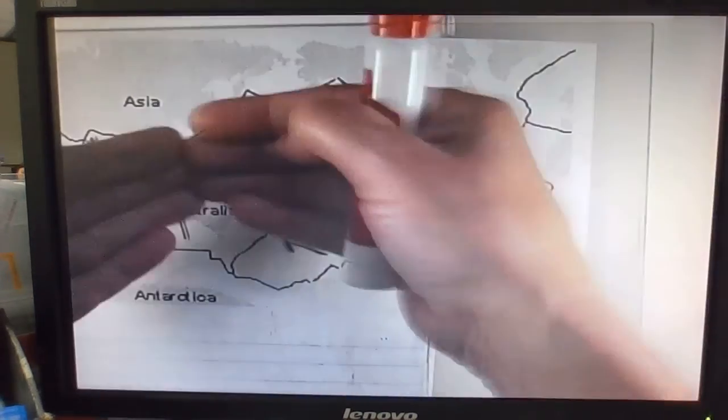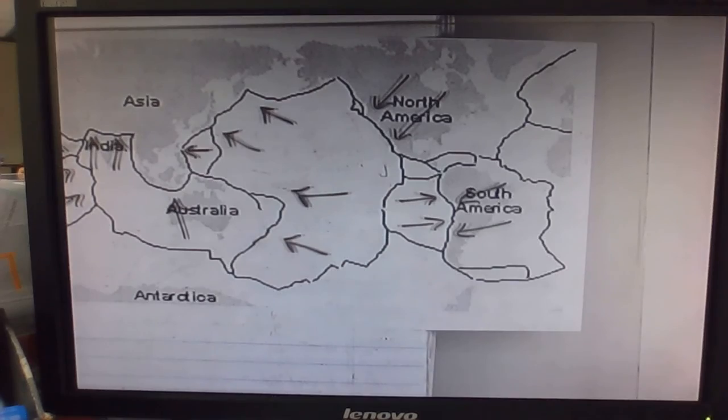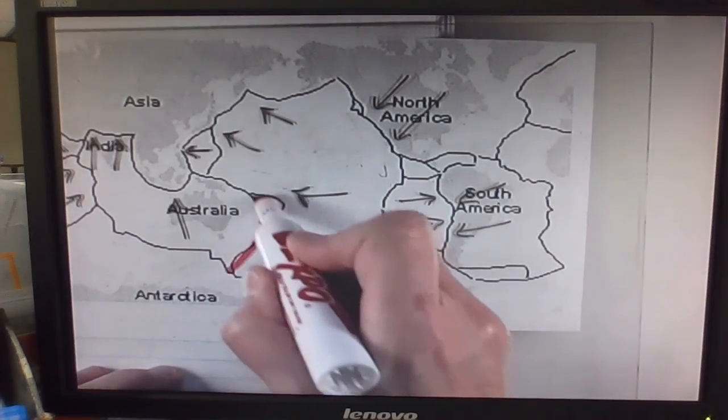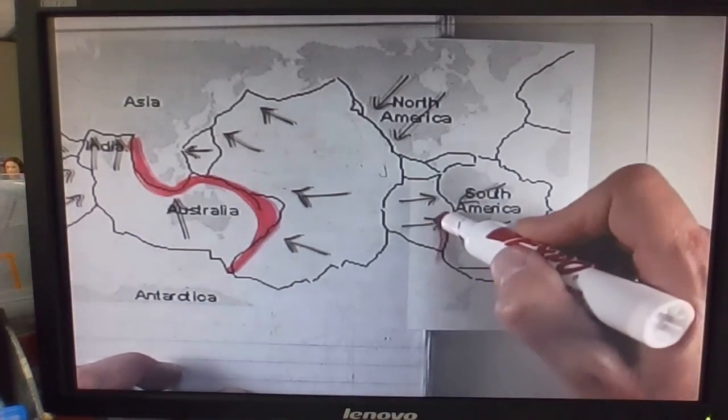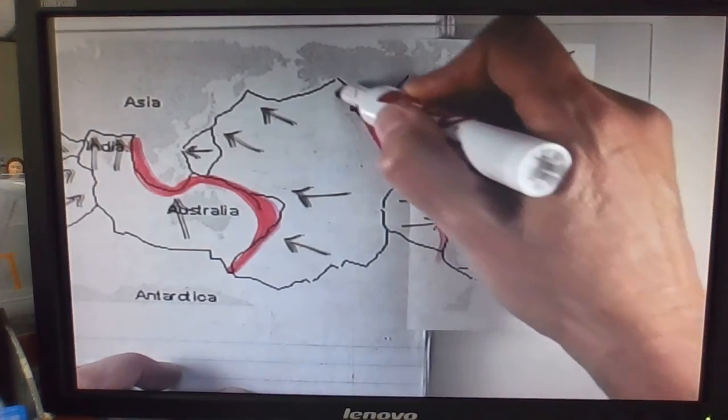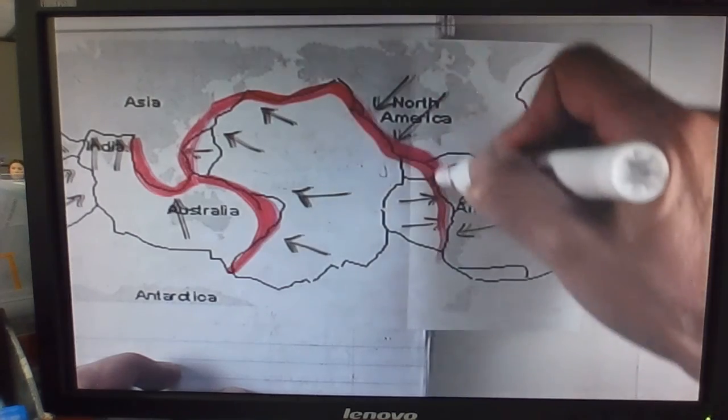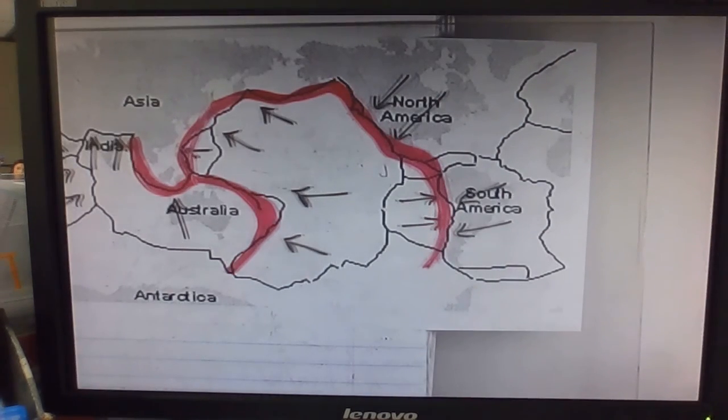The fact that there is so much conflict between those plates has created a phenomenon called the Ring of Fire. Sure, you can make it orange, whatever you need. Just to indicate where we have lots of earthquake and volcanic activity because we have lots of interaction between those plates.